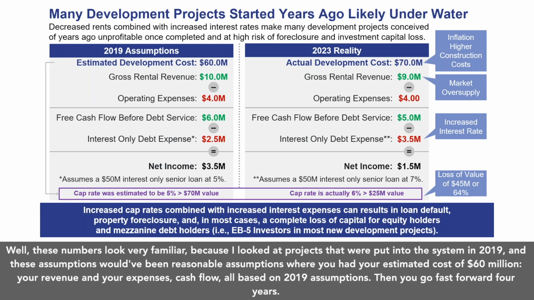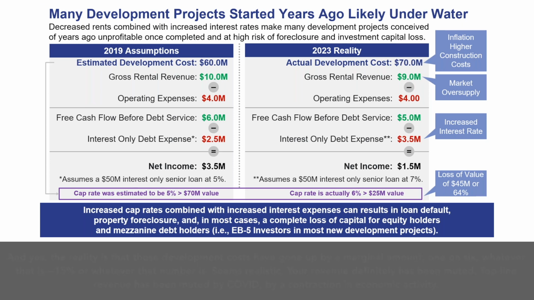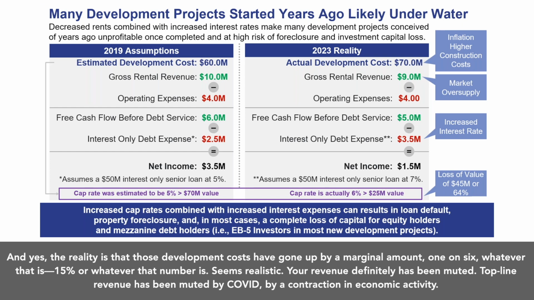Well, these numbers look very familiar because I looked at projects that were put into the system in 2019, and these assumptions would have been reasonable assumptions where you had your estimated cost of 60 million, your revenue, and your expenses, cash flow, all based on 2019 assumptions. Then you fast forward 4 years, and yes, in fact, those development costs have gone up by a marginal amount, 1 in 6, whatever that is, 15% or whatever that number is. Seems realistic.